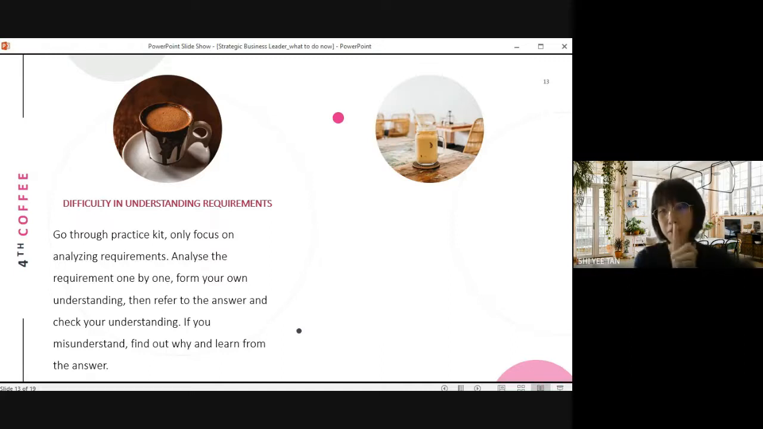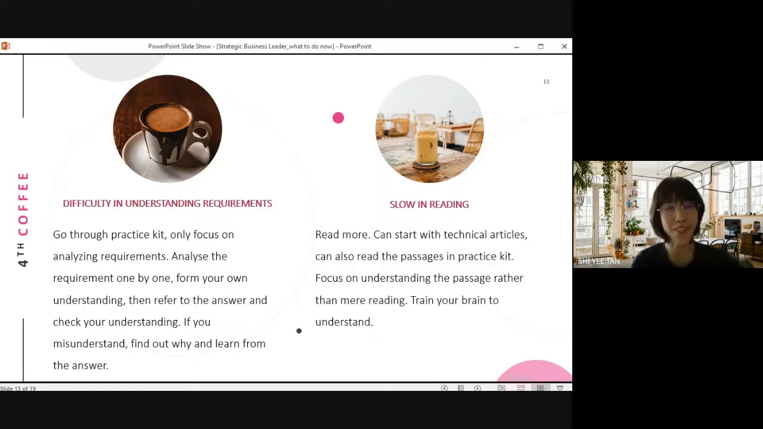Okay, so that's the first issue that I noticed from students. And the second one is students tell me that they are very slow in reading. They read the case study very slowly. So with a 12 to 18 page case study, they feel like, I read it very slowly, I take a very long time to read, so I have no time to write my answer. So this one, we have no shortcut. You have to read more.